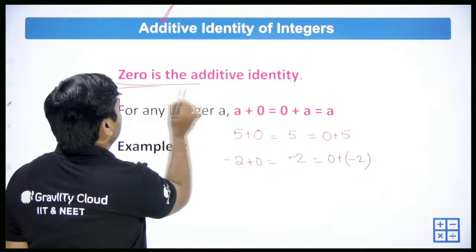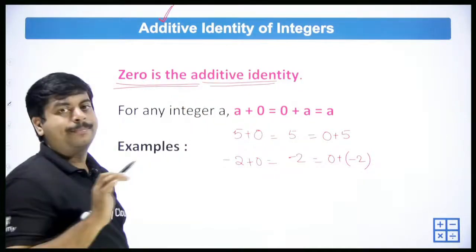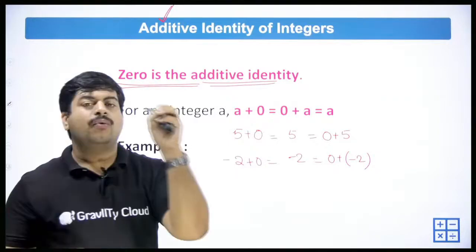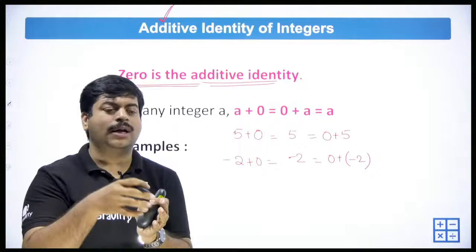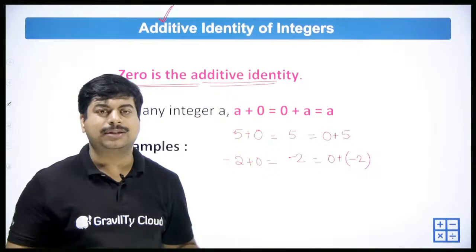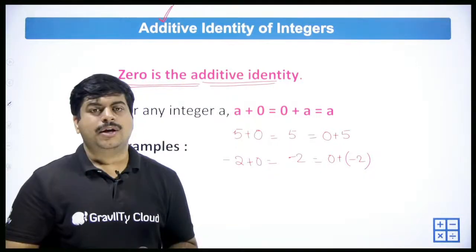Additive identity. 4 plus 0 is 4. Minus 4 plus 0 is minus 4. Minus 1000 plus 0 is minus 1000, minus 1 lakh plus 0 is minus 1 lakh. Whatever number it is, when you add 0, you get the same answer. 0 is nothing, right? 0 has no value. We cannot say 0 mangoes are there in my basket. That means no basket, no apples, no mangoes, correct? 0 means nothing. So when you add nothing to the number, you get the same number again.